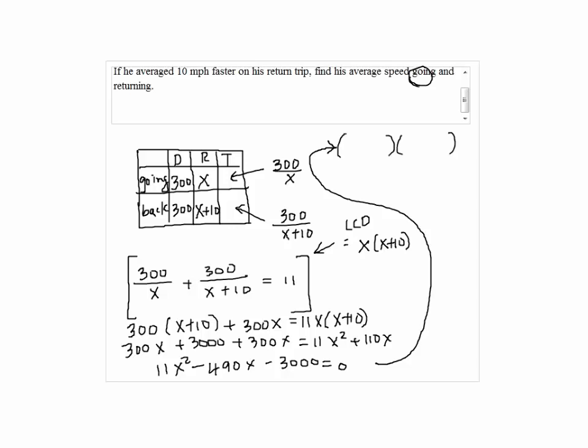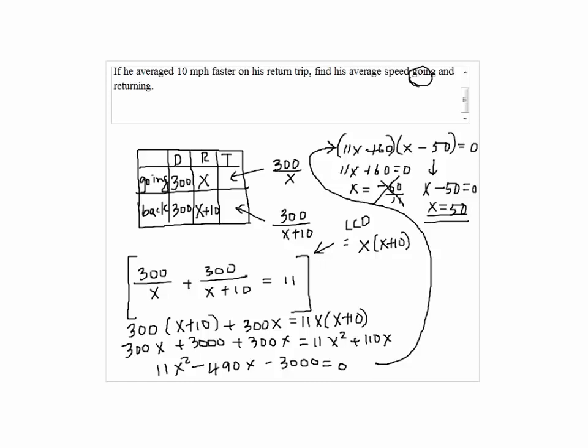So we can factor that as 11x plus 60 times x minus 50 equals 0. So we have 11x plus 60 equals 0, which will give us x equals negative 60 over 11. This cannot be the answer because the answer should be a positive number. So the other answer will be x minus 50 equals 0, so x equals 50.